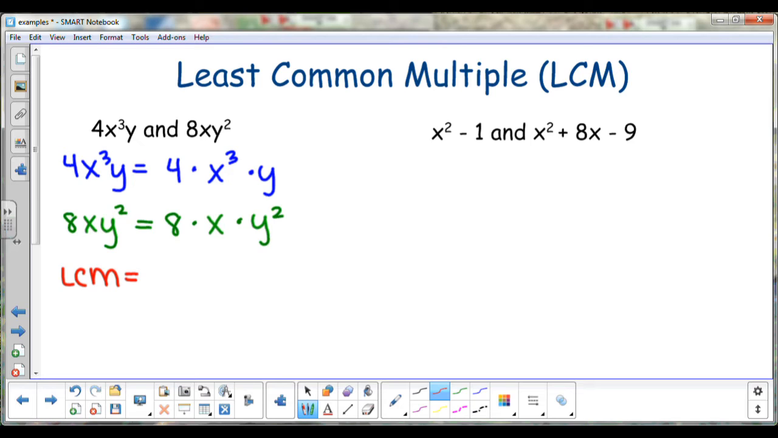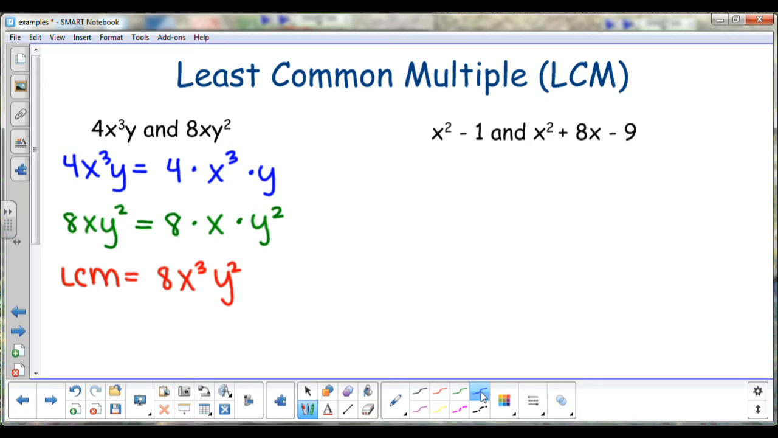So both 4 and 8 can become 8. I would just take 4 times 2 and it would take me up to that 8 value. So I'll have an 8 for my least common multiple to begin with. Now when I look at my variables, I want the variable with the highest exponent. So my x to the third and then my y squared. So my least common multiple came out to be 8x to the third y squared.